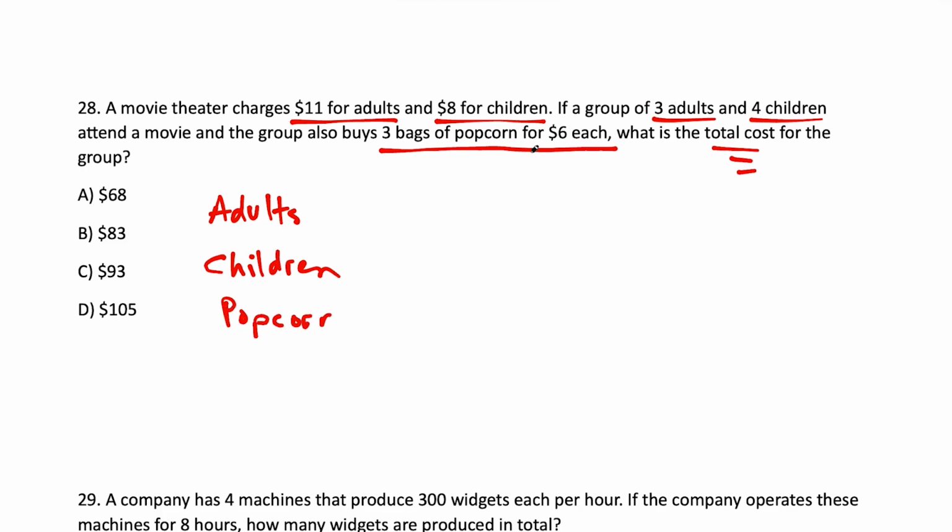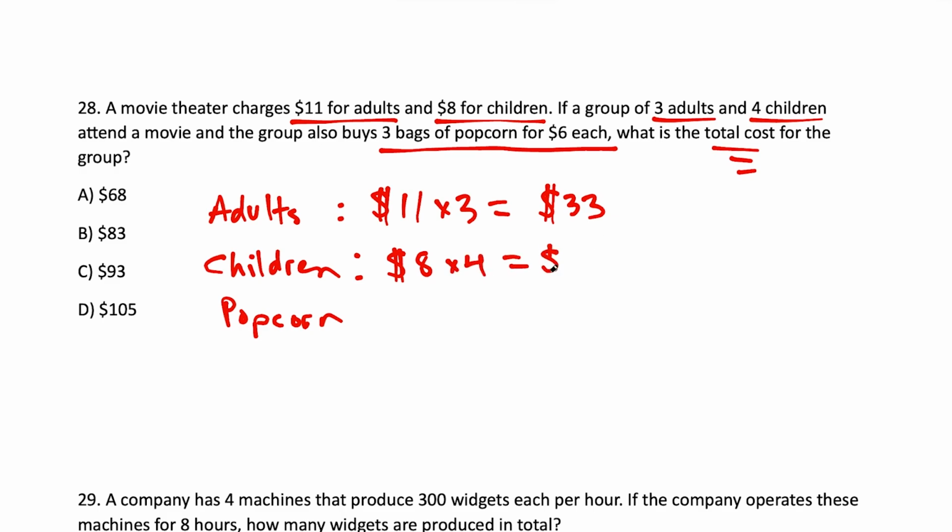Now, there are 3 adults in the group, and the adult tickets are $11 each. So if we do $11 times 3, this tells us that the adult tickets are going to cost $33. And then next we have the kid tickets are $8 each. And there are 4 kids in the group, so we just multiply by 4, and this is going to work out to 32. And then we have the popcorn. The popcorn costs $6 each, and this group buys 3 bags. So this is going to run up the bill to $18 for popcorn.